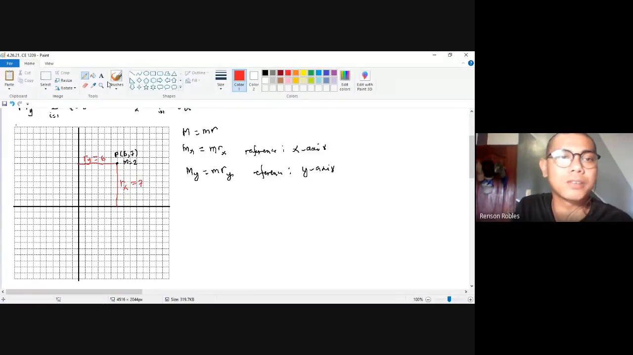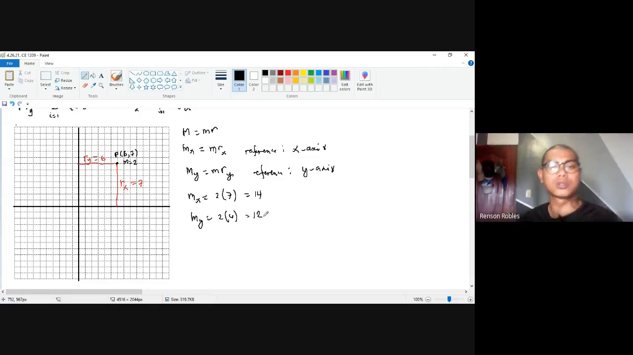Okay, so when we talk about the moment of mass, you have Mx equal to the mass, 2, times its distance to the x-axis, that's 7. So that is equal to 14. And My is equal to 2 times its distance to the y-axis, that is 6, and that is equal to 12. So the moments of mass are equal to 14 and 12 when referring to the x and the y-axis respectively.